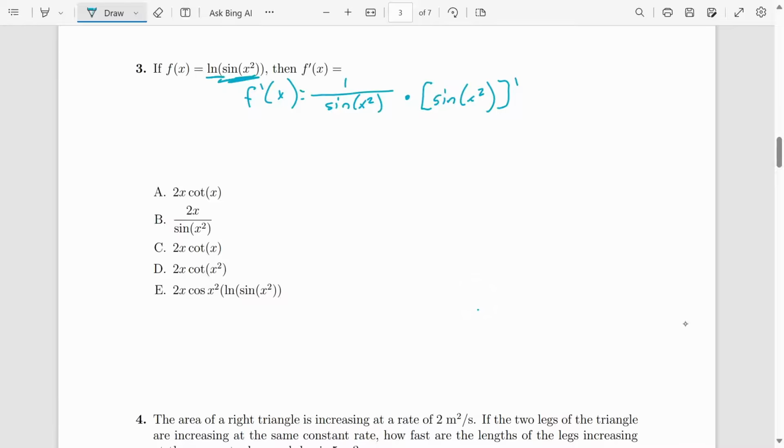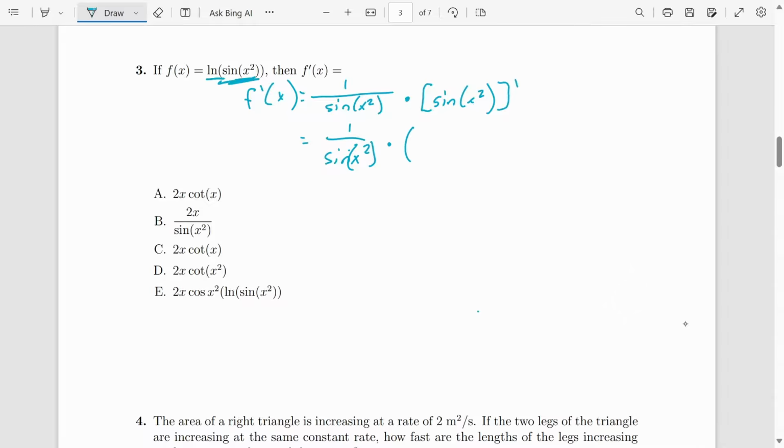So doing that, we get 1 over sine of x squared times, so derivative of sine is just cosine, so that's going to be cosine of x squared. But we do have to multiply, again, we have to do chain rule, multiply by the derivative of the inside. Derivative of x squared is just going to be 2x. So that should be our derivative, actually. It just wants it in a different form, I guess.